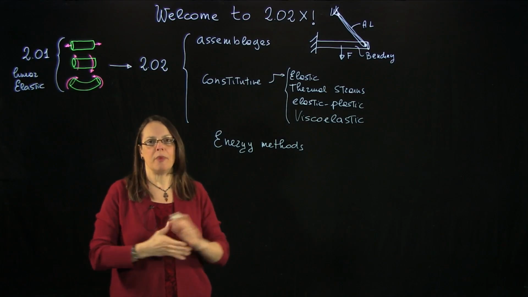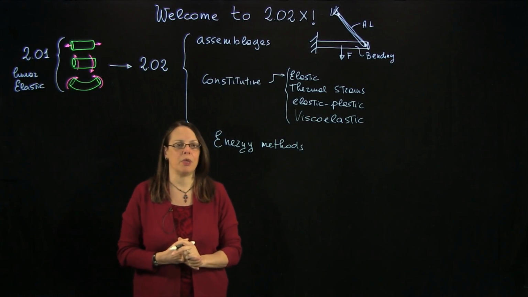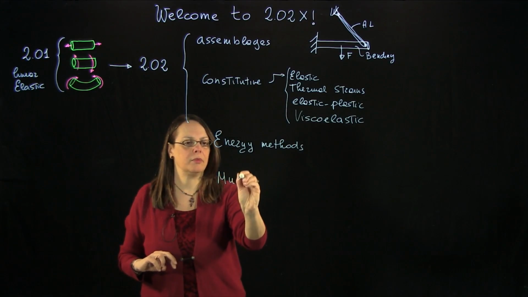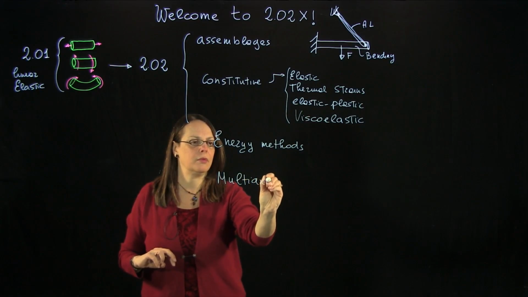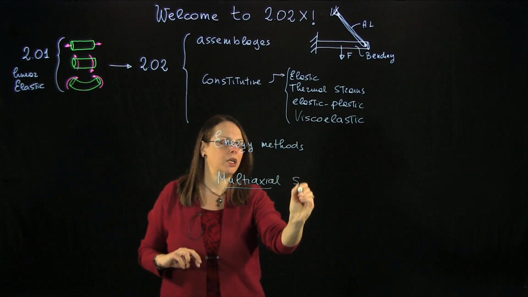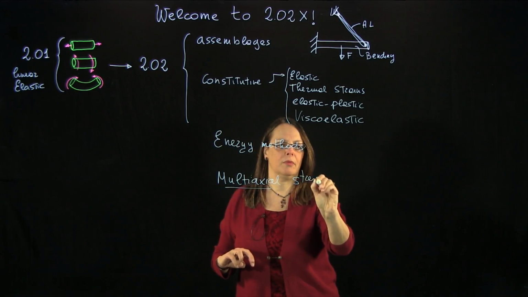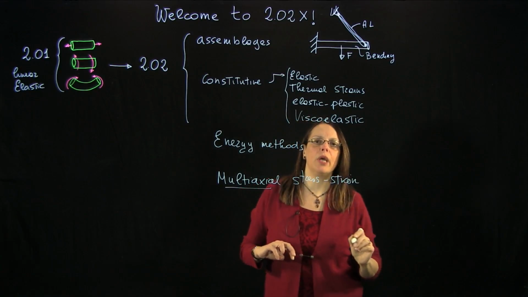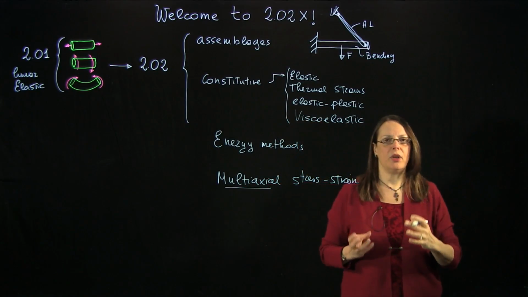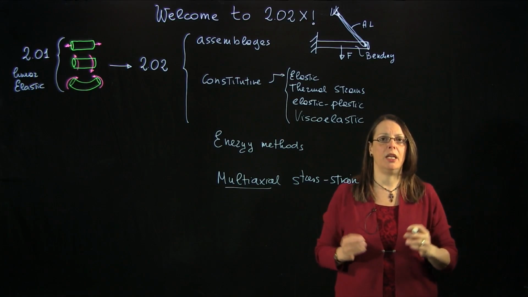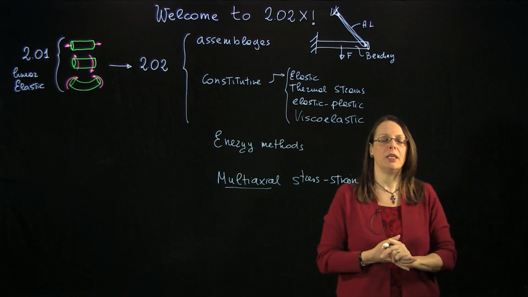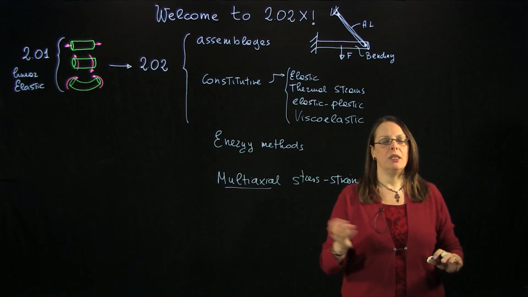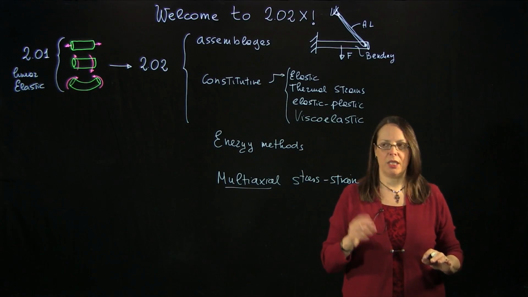It is the structural mechanics equivalent of Lagrangian methods for dynamics. So we're going to look at energy methods, and we're going to look at multi-axial stress strain. We're going to look at structures in which the stress-strain state is multi-axial in nature, things like pressure vessels, that allow us to look at multi-axial stress-strain states and predict failure for this kind of structure.